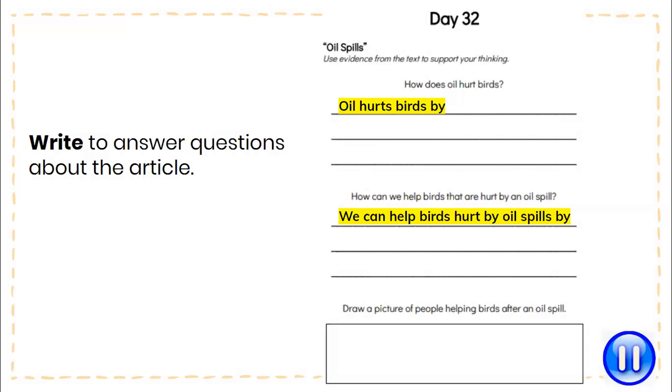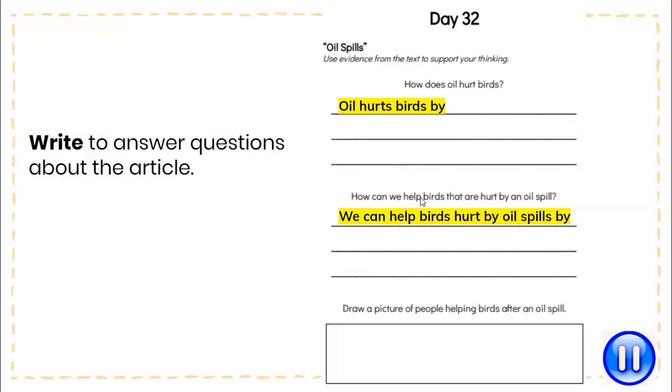Then write to answer questions about the article. Use evidence from the text to support your thinking. The first question, how does oil hurt birds? What did the article say? Use your sentence starter. Oil hurts birds by blank.